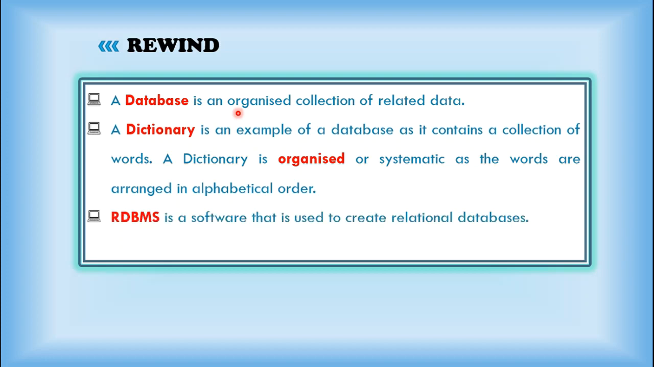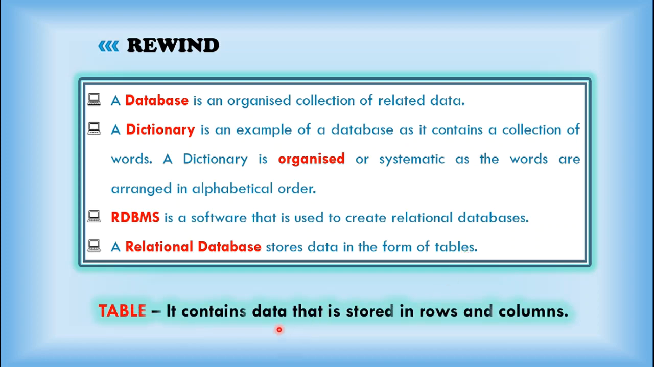Let's now revise what is a relational database management system, in short RDBMS. It's a software that is used to create relational databases. What is a relational database? A relational database stores data in the form of tables. Today we are going to discuss what are tables.